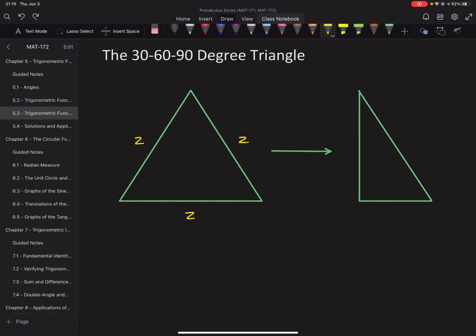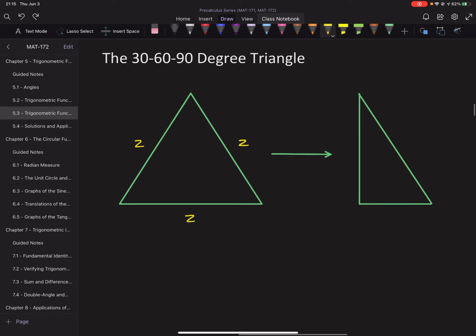How to create a 30, 60, 90 triangle. Start off with an equilateral triangle, each side being a length of 2. Bisect this triangle. This creates a right triangle. We have a hypotenuse of 2. One of the legs is 1 because the original base is bisected.